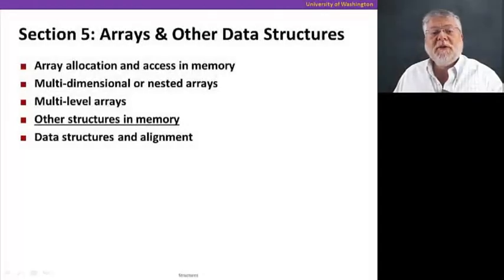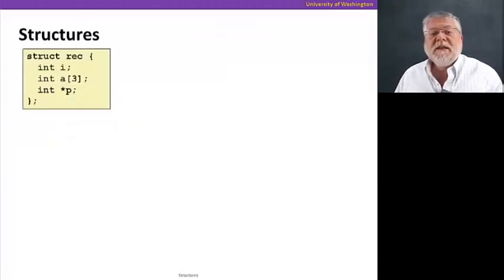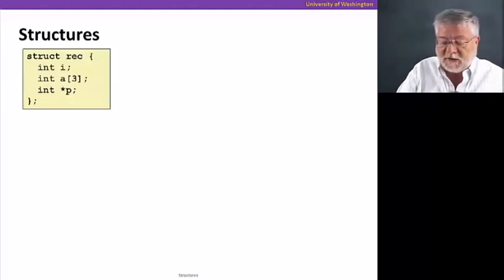We've seen multidimensional and multi-level arrays. Now let's take a look at how we represent some other structures besides just plain integers or pointers in memory. In C we have the concept of a struct. A struct is a definition of a composite data type that has sub-elements that are in turn other data types themselves. In this case we have a small struct here with 3 elements inside of it.